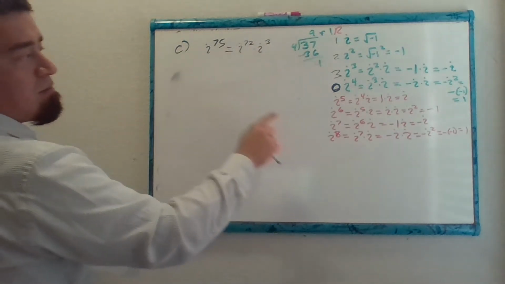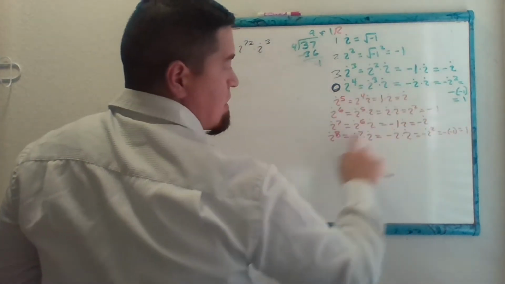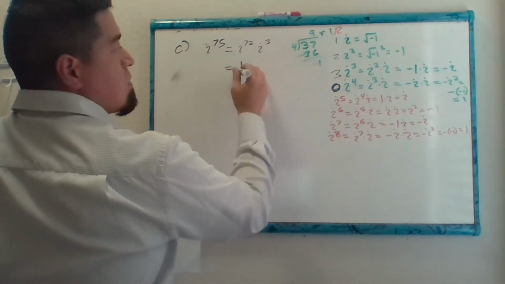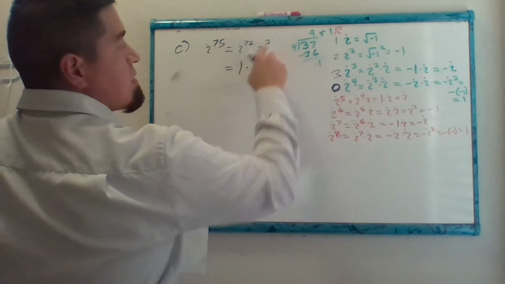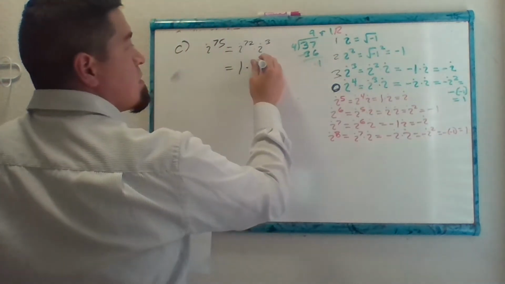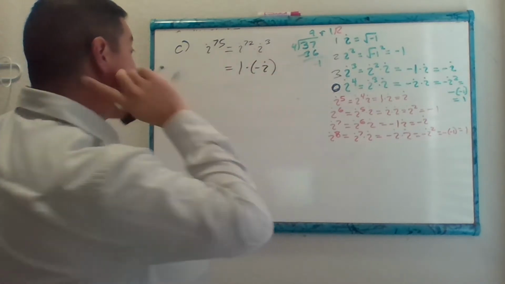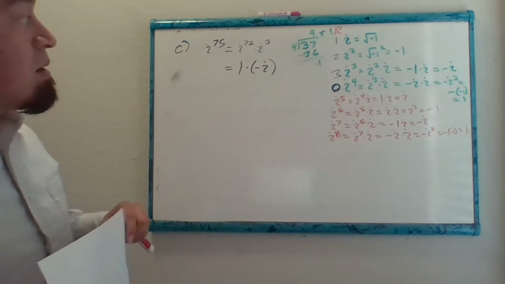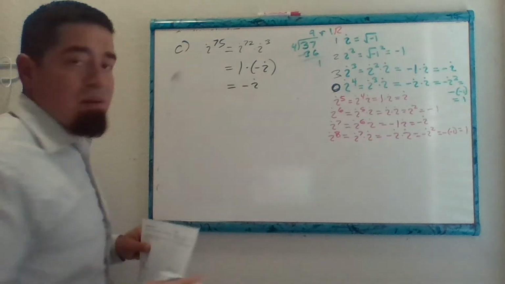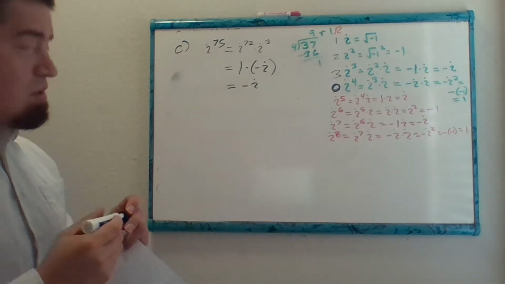Since this is a factor of 4, every 4th one is always going to give me 1. I already know i to the 72, that's 1. Times i to the 3rd, well, what's i to the 3rd? i to the 3rd is negative i, according to what I did earlier. 1 times negative i is just negative i. Okay, so that's a method.